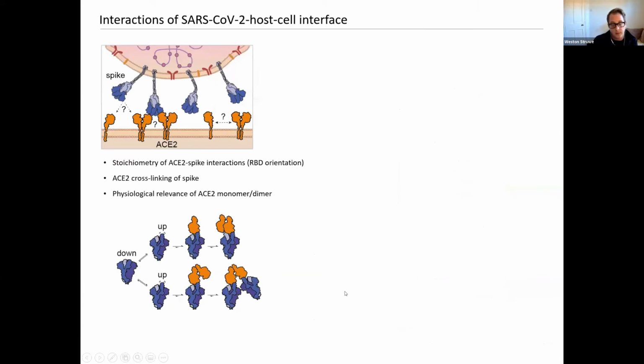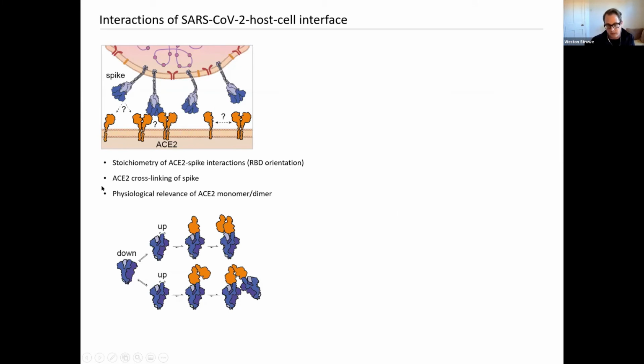So coming back to our project, we had some very simple questions that we were interested in answering. Specifically, what is the interaction at the host cell interface? Namely, how is the viral spike interacting with ACE2? What are the stoichiometries of these interactions? Is the spike binding a single ACE2 receptor? Is it binding multiple ACE2 receptors? Does it preferentially bind an ACE2 dimer over an ACE2 monomer? What is the role of the ACE2 monomer-dimer equilibrium?